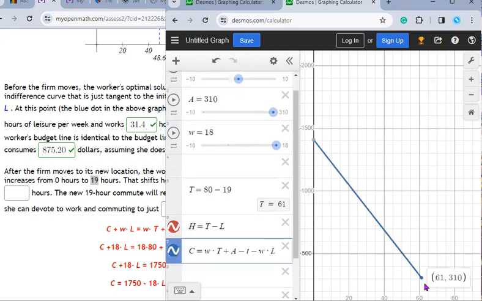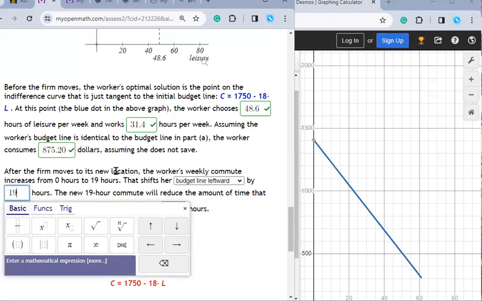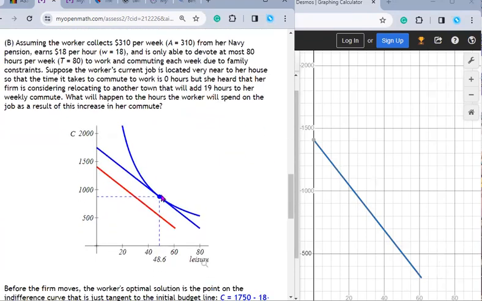But now the time available for commuting has eaten into that time that she had budgeted for commuting, leisure, and labor, right? So the whole line shifts to the left, right? So that shifts her budget line leftward, right? By 19 hours. Okay, so her budget line shifts leftward. It shifts leftward by 19 hours, right?